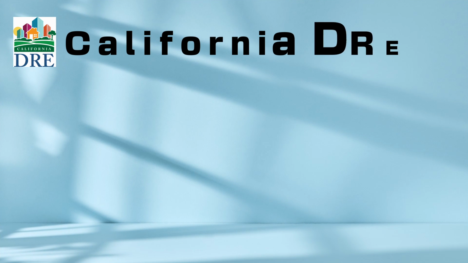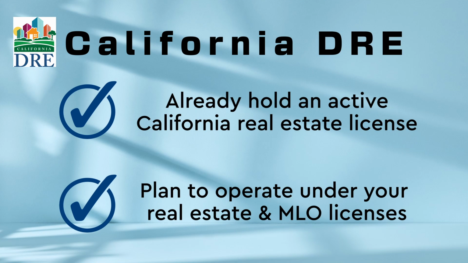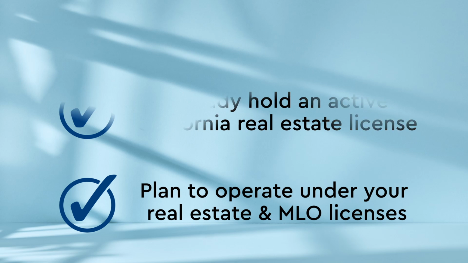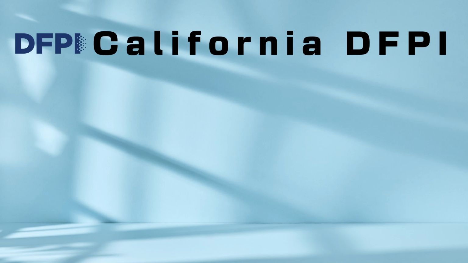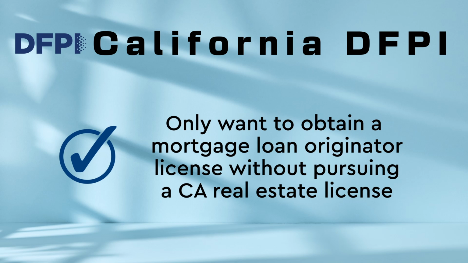If you already hold an active California real estate license and plan to operate under both your real estate and mortgage loan originator licenses, then California DRE is the way to go. However, if you're solely interested in obtaining a mortgage loan originator license without pursuing a California real estate license, then California DFPI is probably the division for you.